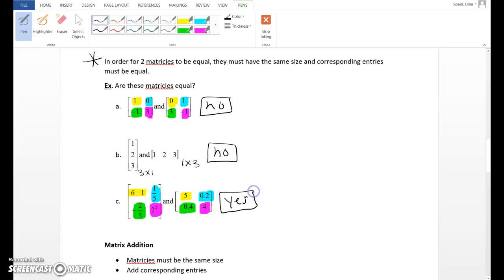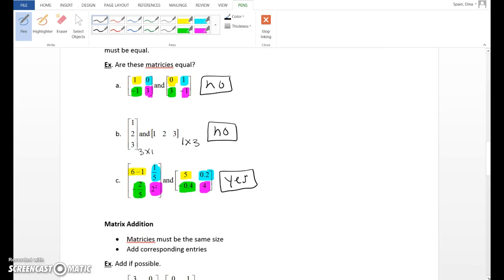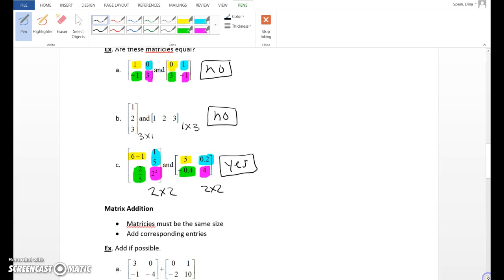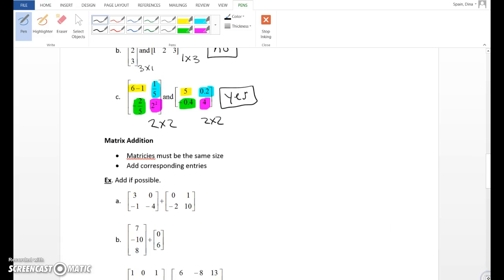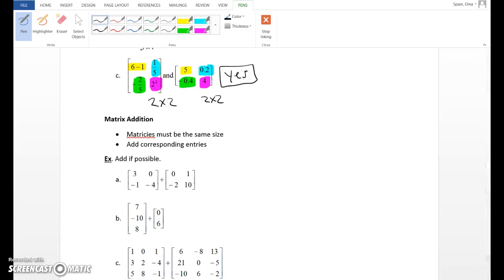Maybe they didn't look equal just glancing at it, but they are. So what you have to do is make sure you check the size. That's a 2 by 2 and that's a 2 by 2. Then you can check those corresponding entries. Alright, so watch out for little tricky stuff in WebAssign when you're doing your homework.